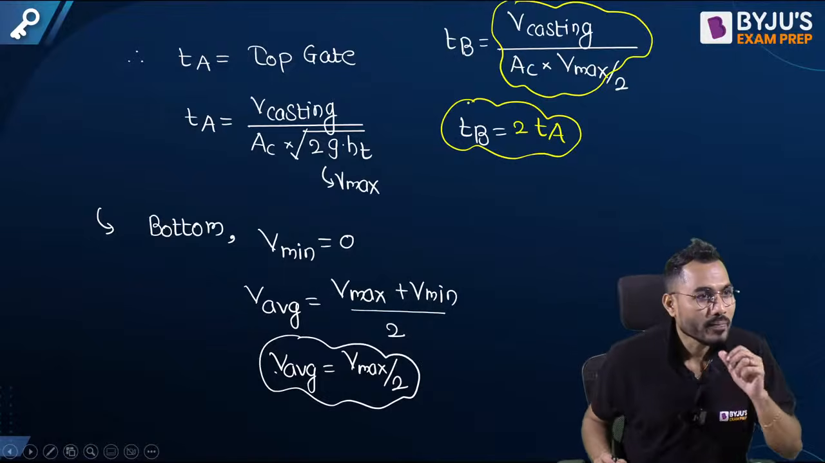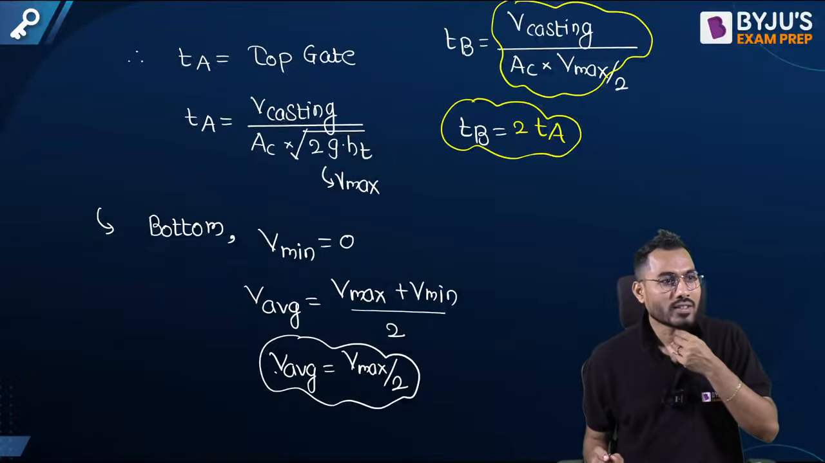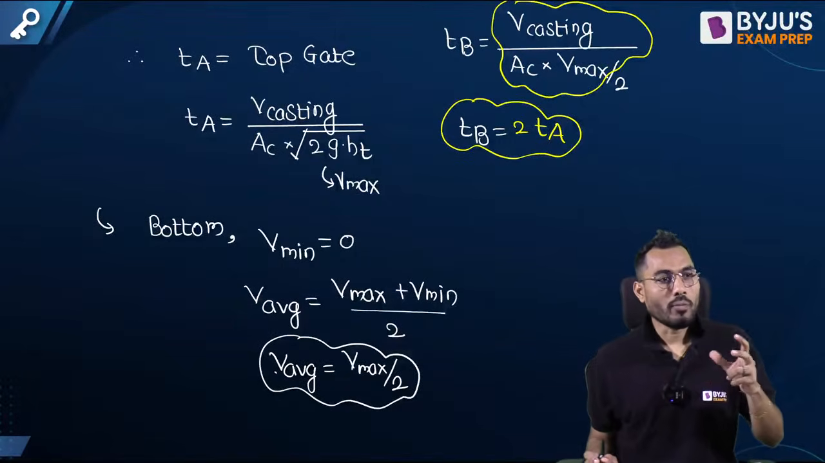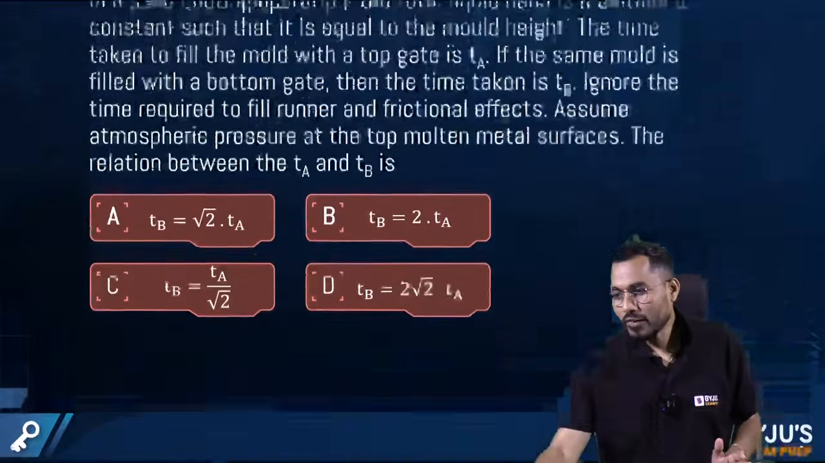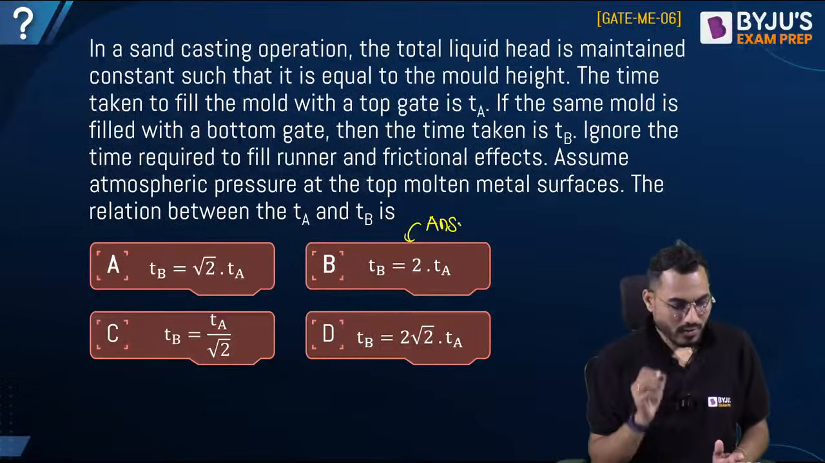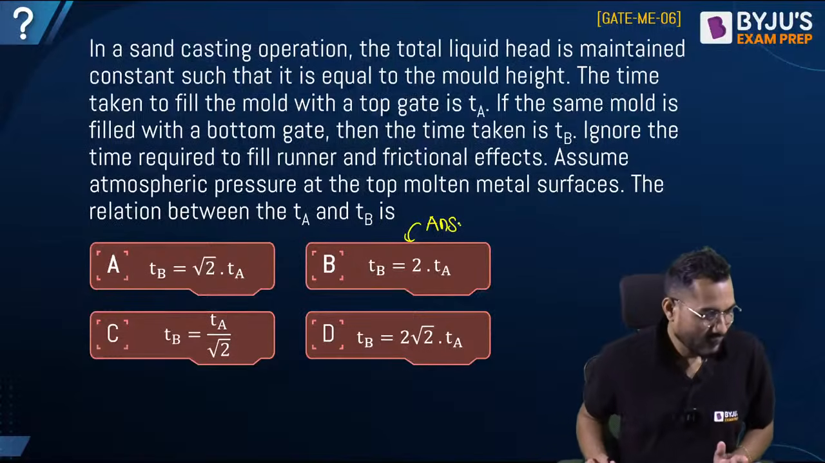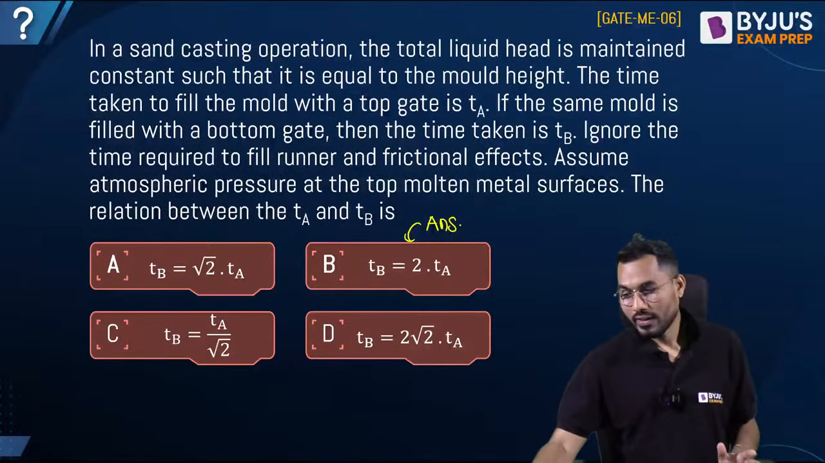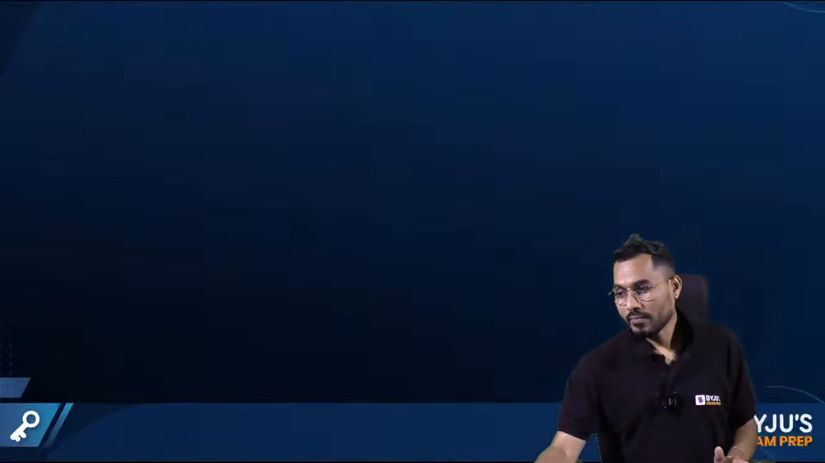Is it okay, everybody? Yes. The part gating system combines both the time of the top and the bottom gating. Absolutely. Right, fine. So what will be the answer? Bombay B will be my answer. Is it okay? Yes, Bombay B is my answer. Perfect. Okay, fine.